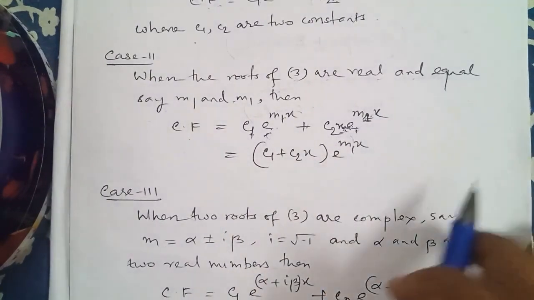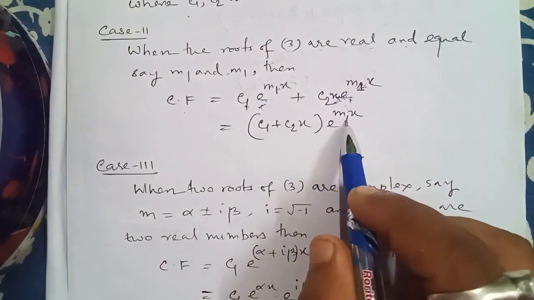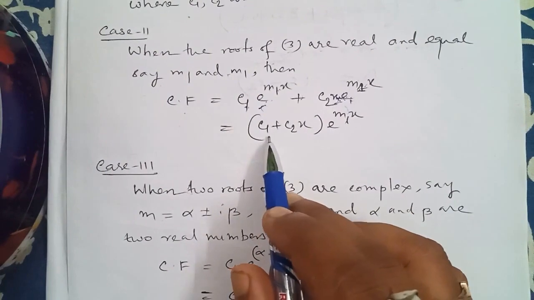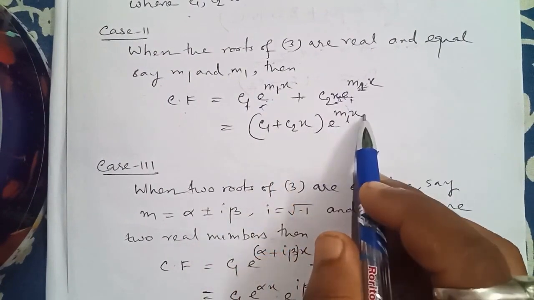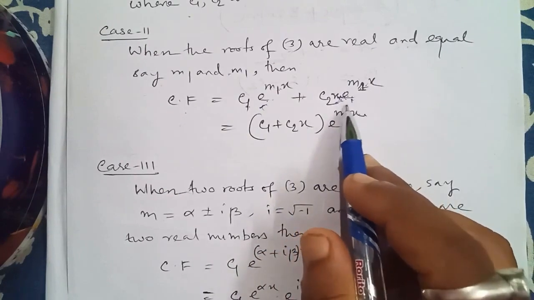Okay students? So if we take e to the power m1x as common, then what will the solution be? c1 plus c2x into e to the power m1x. Okay, this is how we will remember it. Why did we multiply by x? We multiplied because we have to make it independent.